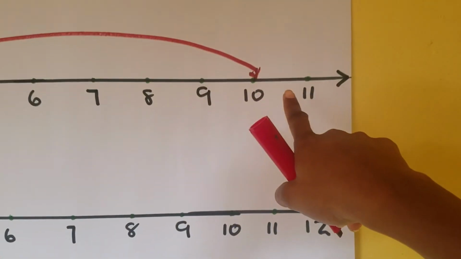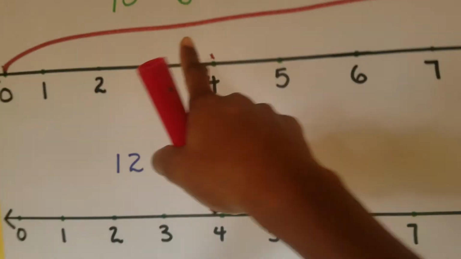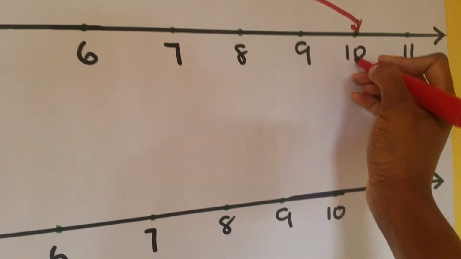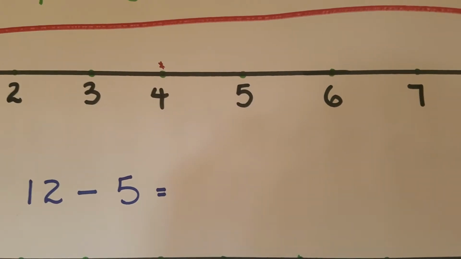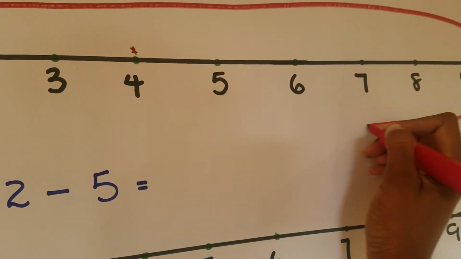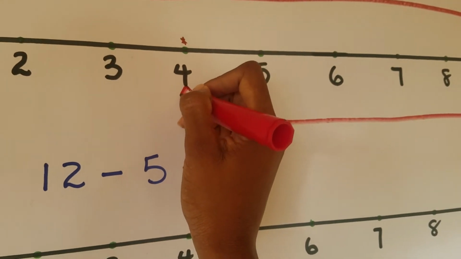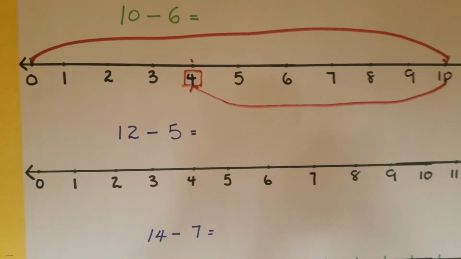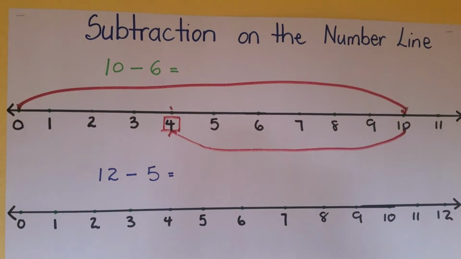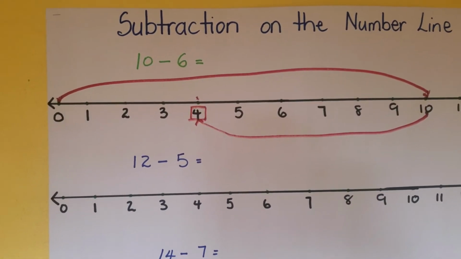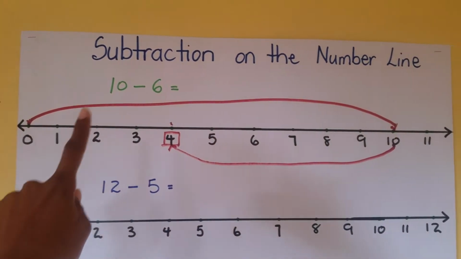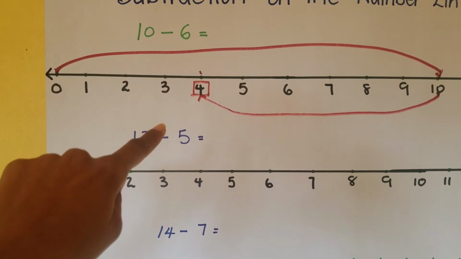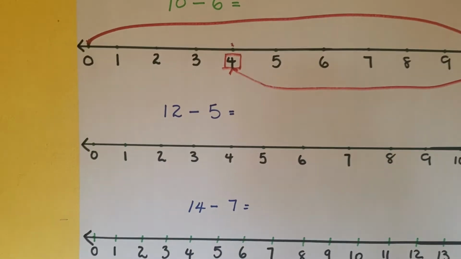So we jump to the right. Now we're going to jump back to the left. So we go back right where we were. So we're at 10, and we're going to go to where we made our mark, right there at 4. So our answer is 4. So 10 take away 6 is equal to 4. So that's how our number line looks now. So after we've moved to the right, then we go back to the left because we want to make the numbers smaller. Right? Now we're going to do another example.